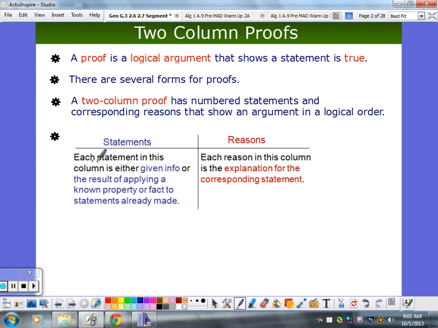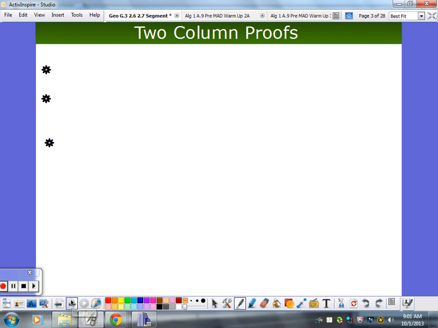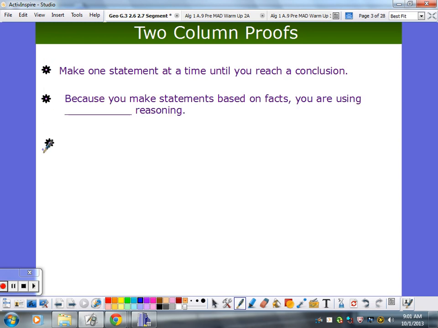Each statement is either something that you're given or something that you've gotten by applying some other property, some other fact to it. And you have to say which fact you're using to get from one place to the next. You make one statement at a time until you get to your conclusion. And because you're making statements based on facts, what kind of reasoning are we using? Deductive reasoning. We're using very deductive reasoning.